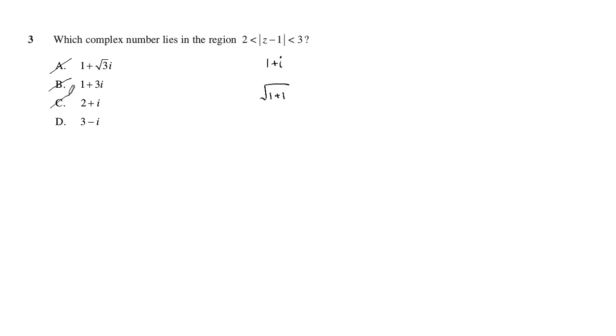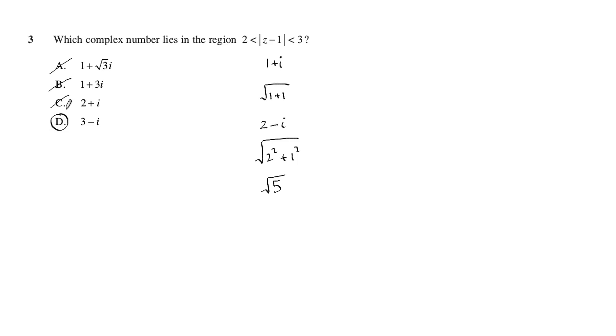That's less than 2. If we try z equals 3 minus i, we get 2 minus i for z minus 1, and then the modulus of that is root 2 squared plus 1 squared, so that would be root 5, and that's going to be between 2 and 3, so it's going to be D.